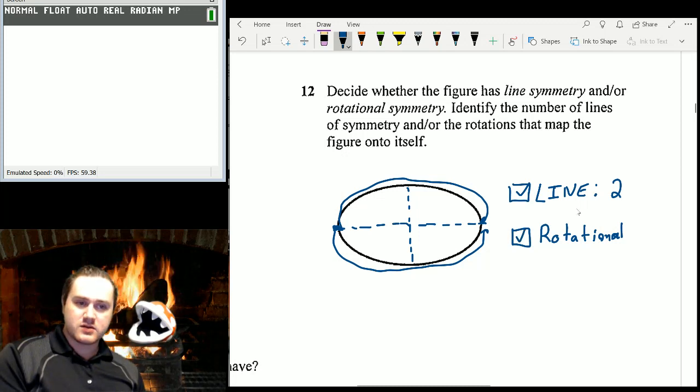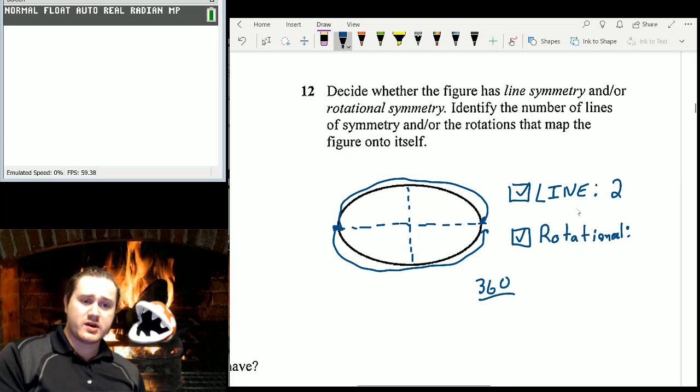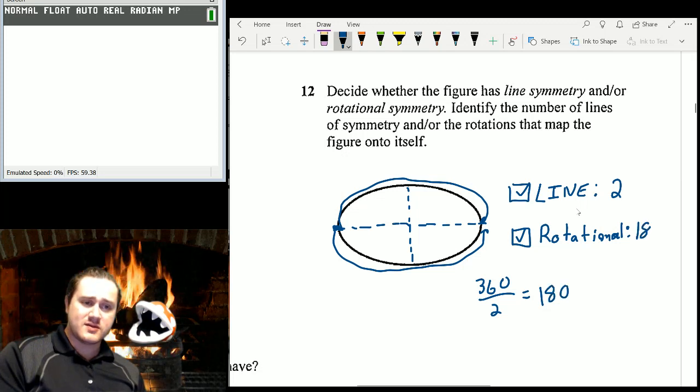Notice that basically I repeat myself twice. Okay, so it repeats with an order of 2, but if we're talking about angle, we're going to do 360 divided by the order, and that gives us our actual result. So 360 divided by 2 gives us 180. So our rotational symmetry is 180 degrees.